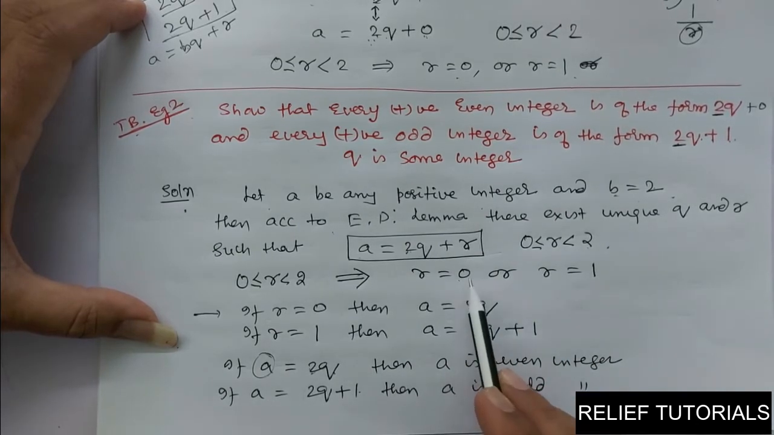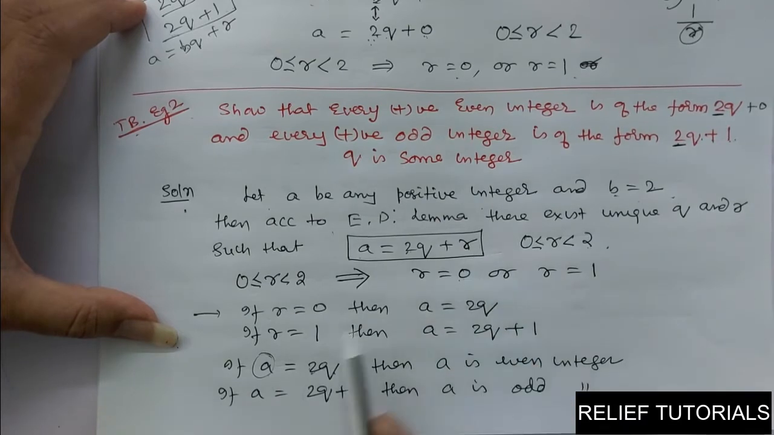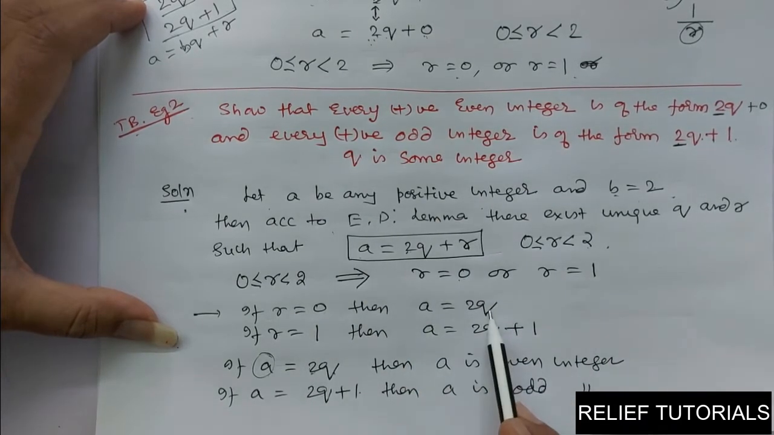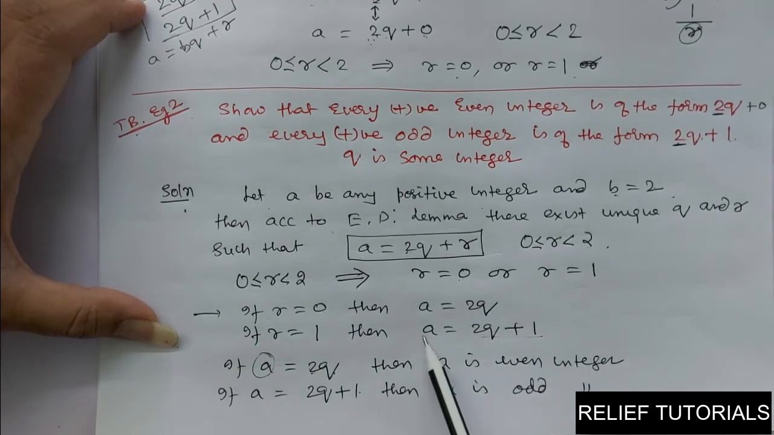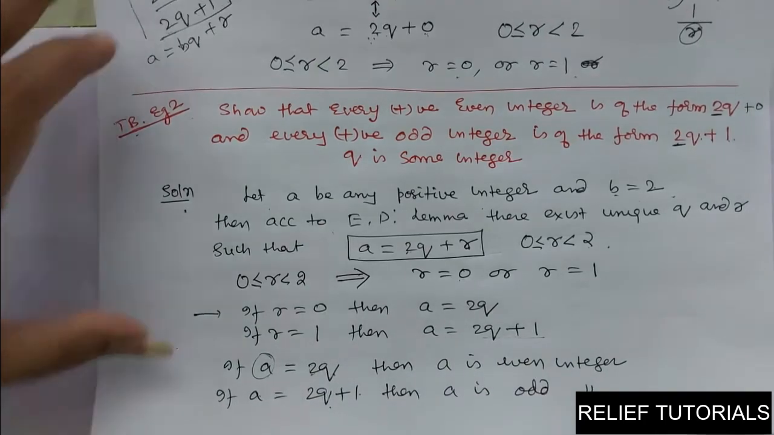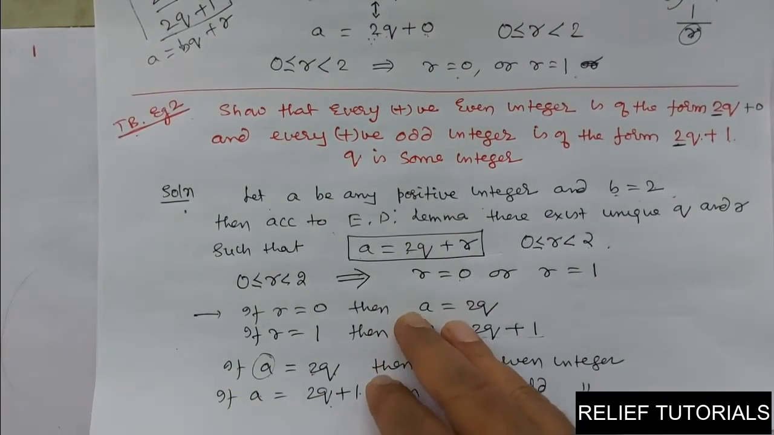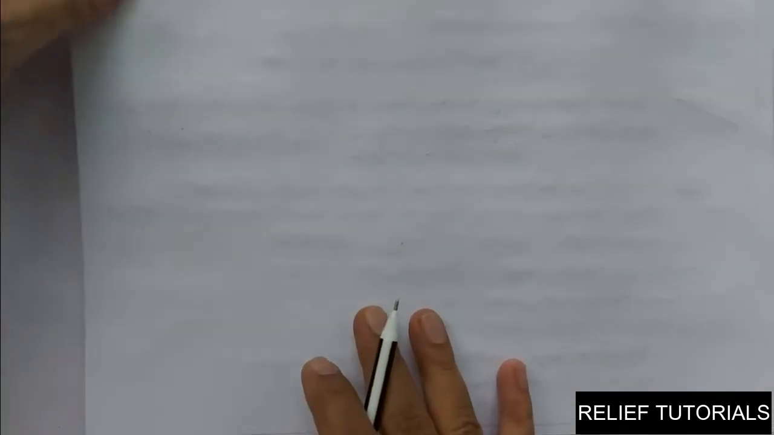Now you will apply r equal to 0 here and r equal to 1 here. If r is equal to 0, then you will get 2q. And if r is equal to 1, you will get 2q plus 1. But you know that 2q is even, so a is even. You know that 2q plus 1 is odd, so a is odd. So any positive integer a can be even or odd. Got it? So we have completed example 1. Clear?